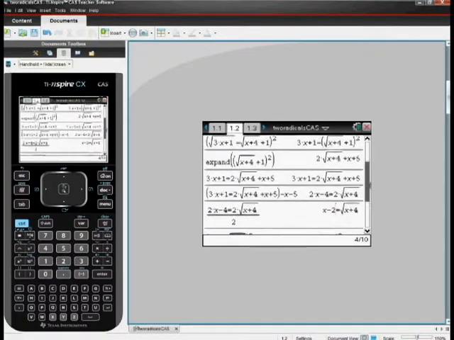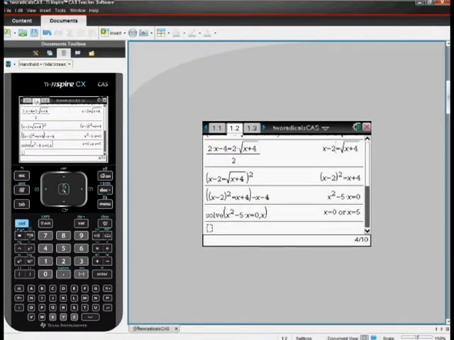I'm going to scroll down so we can see where we are. We divided by 2, and now we're going to square both sides. So at this point right now you're just going to hit x squared, enter, and it types this into the calculator, and when you press enter you'll get this.